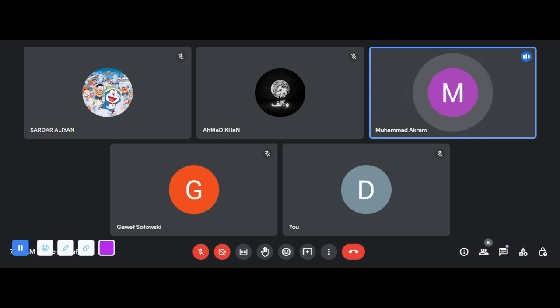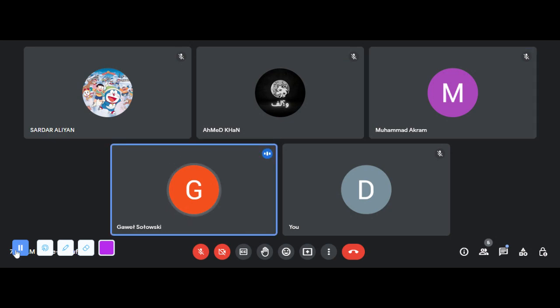Gawel, please start again for 5 or 10 minutes. Okay, what's more to say about this microbial electronic cell?